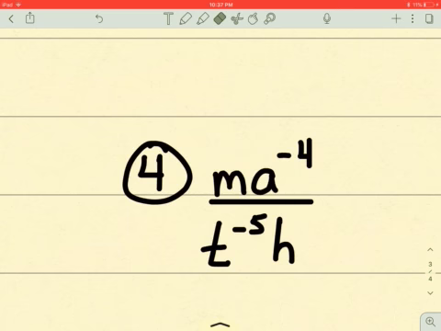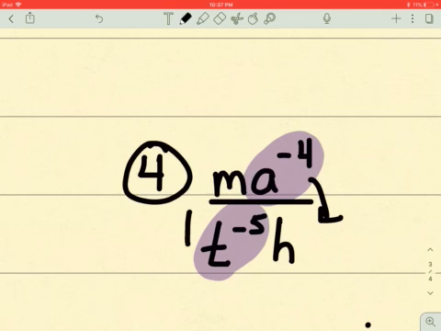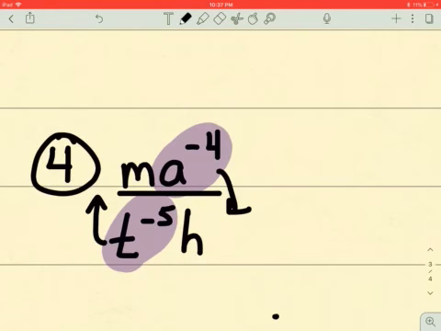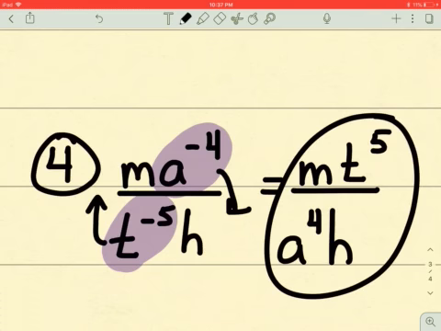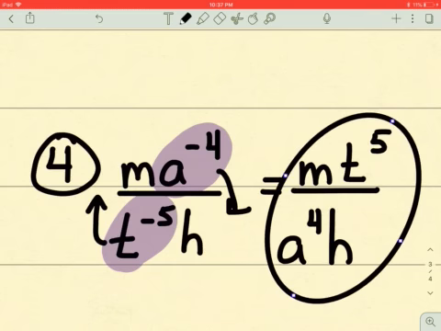So step one is to identify my bases that have negative exponents. I have one there. I have one there. To make them positive, I just send them to the other side of that fraction bar. There, like that. So my answer to this would be m t to the fifth. The m stays there because it's positive, and then h stays there because it's already positive. A to the fourth, and I'm just going to rewrite that so my variables are in alphabetical order. And there's that one right there: m t to the fifth over a to the fourth h.